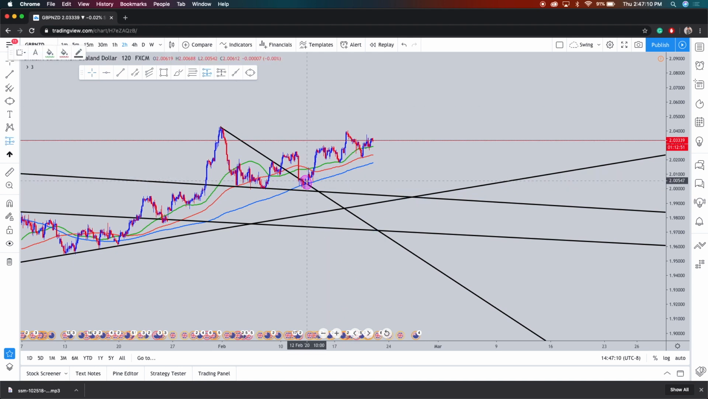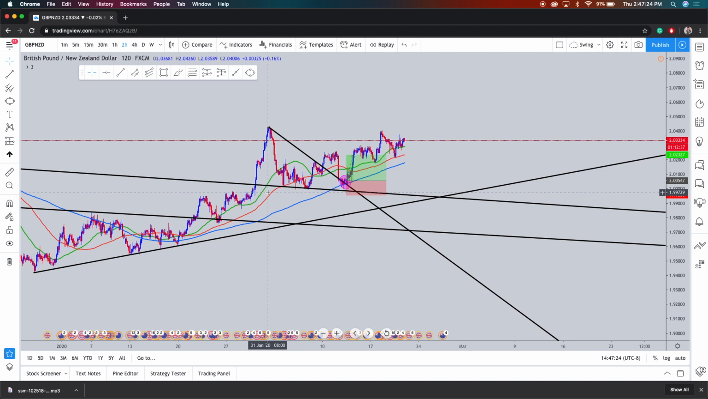So let's just map that out. My stop was around here. Honestly, if it broke these lows, I probably would have got out, because with the fundamentals, something probably would have come out and things would have changed.